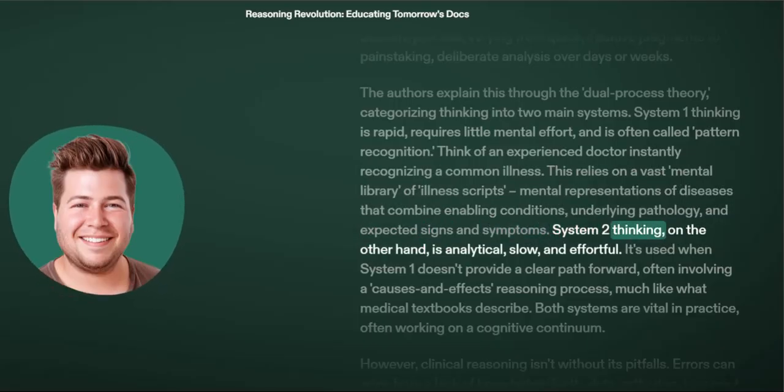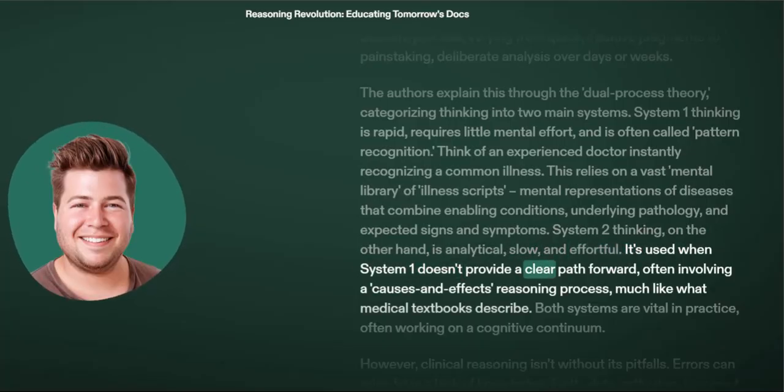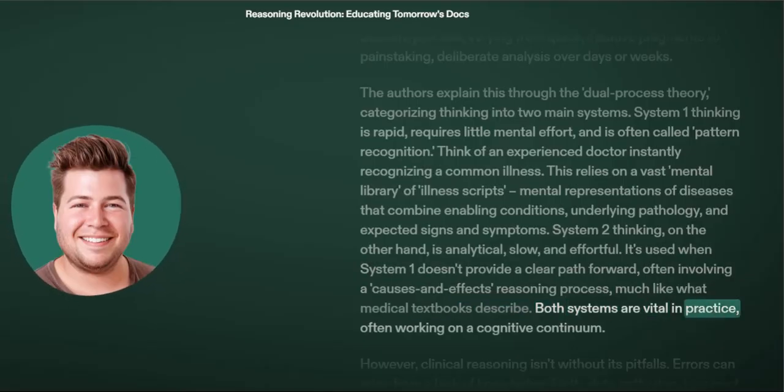System 2 thinking, on the other hand, is analytical, slow, and effortful. It's used when System 1 doesn't provide a clear path forward, often involving a causes and effects reasoning process, much like what medical textbooks describe. Both systems are vital in practice, often working on a cognitive continuum.